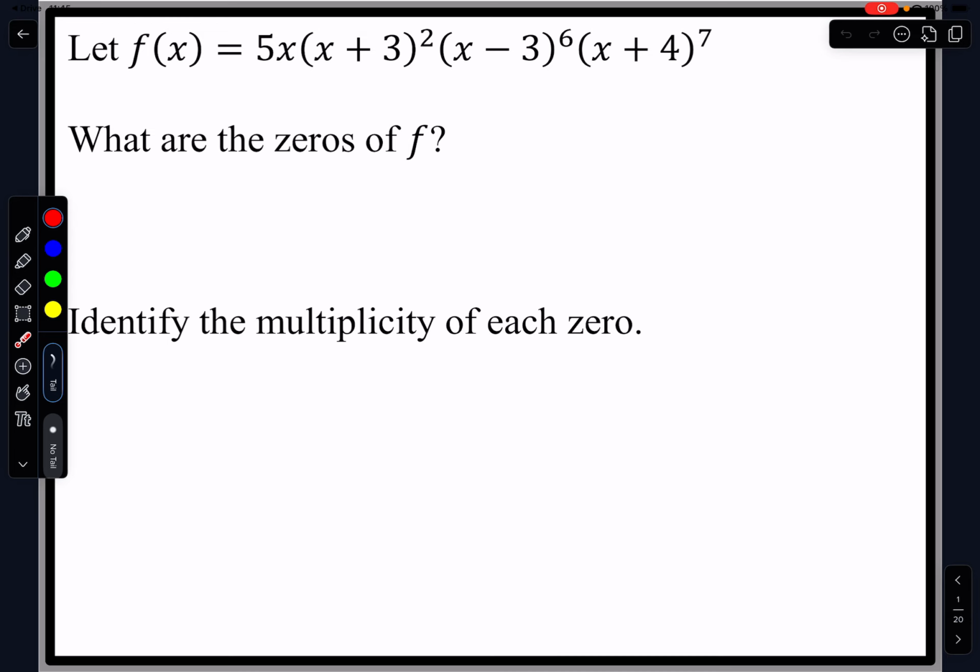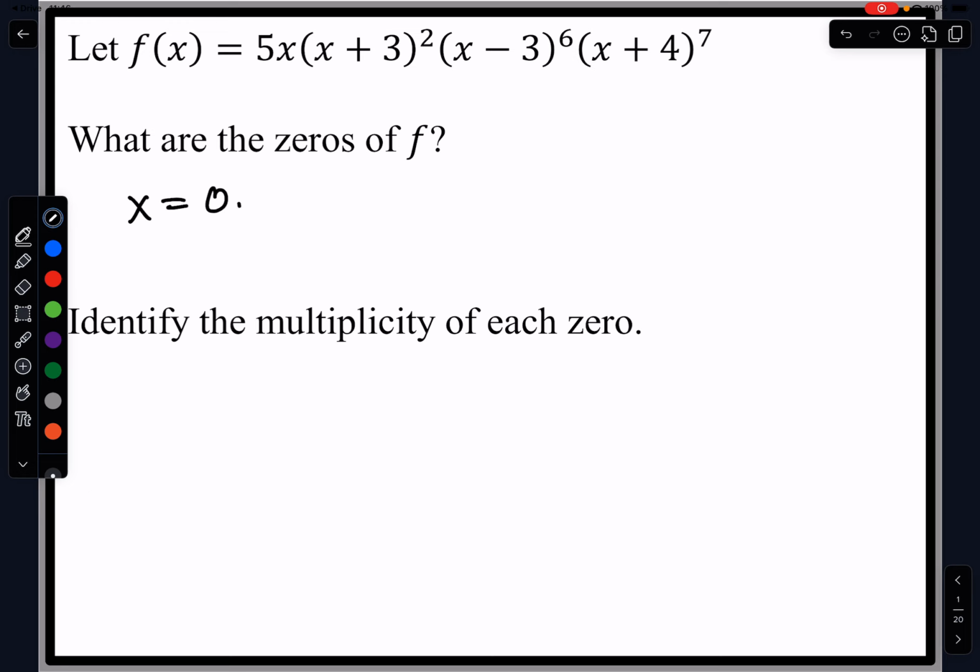Here I'm going to explain how to identify the zeros of this function in the factored form. So here we have a polynomial function f of x, and the factors of this are 5x, x plus 3, x minus 3, and x plus 4. Our zeros, our x-intercepts, are going to be the following.